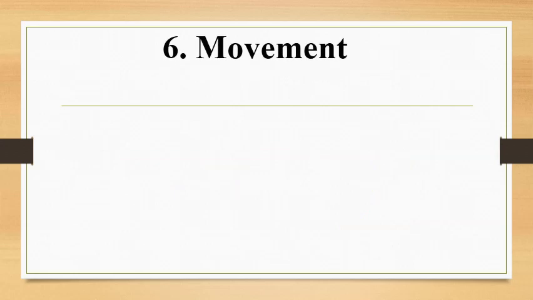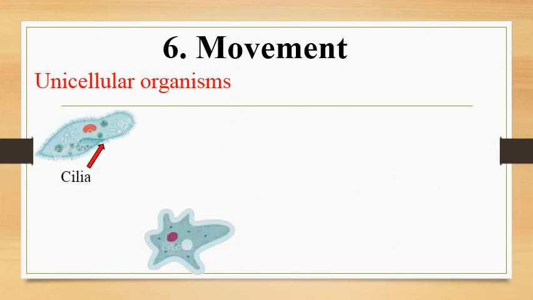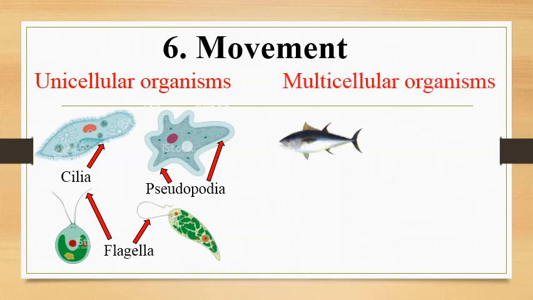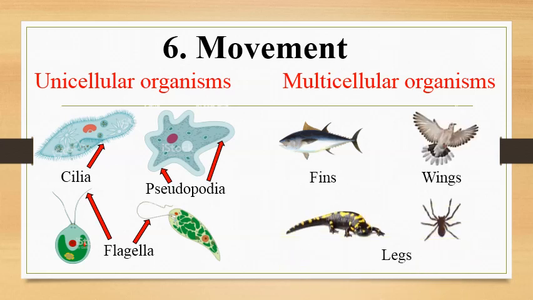Organisms need to move in order to fulfill their needs. They use various organs or their whole body for the movement. Unicellular organisms use cilia, pseudopodia and flagella for locomotion. And multicellular organisms use structures like fins, wings and legs for locomotion.